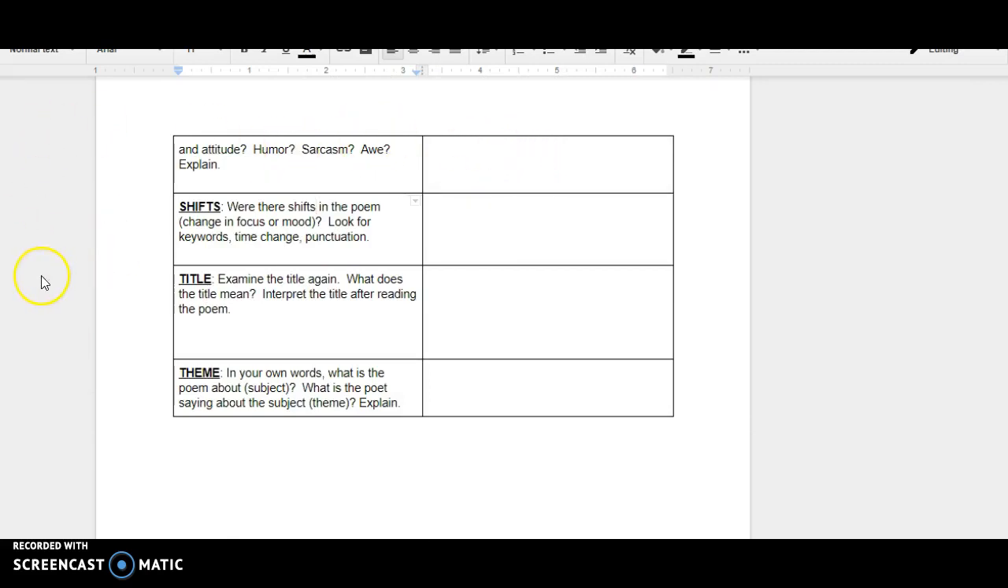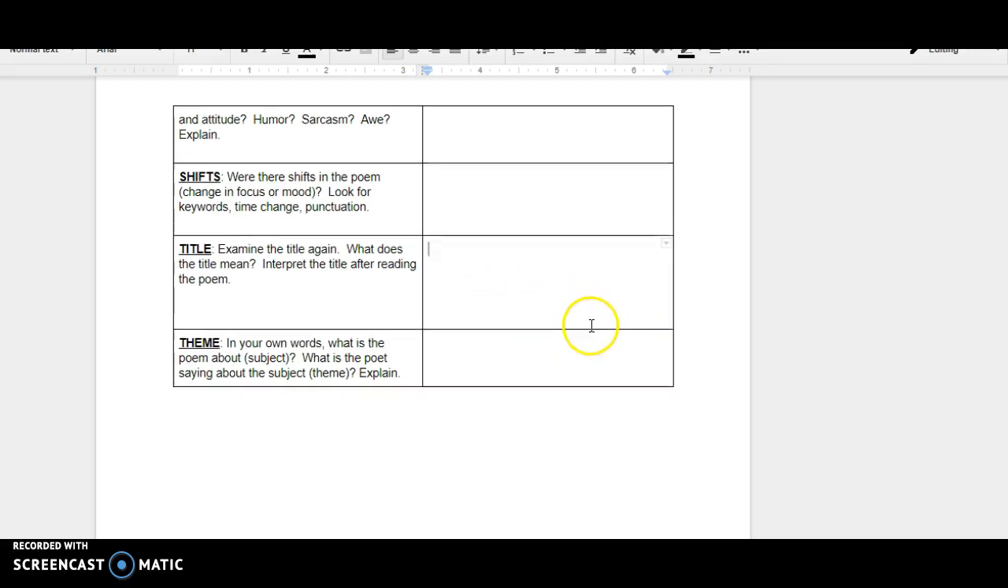Next part is shifts, where there's shifts in the poem or a change in focus or mood. And I mean, the poem is basically about his mood change after this event. So you would put that here. Title. Examine the title again. What does the title mean? Interpret the title after reading the poem. So, dust of snow. Seems like dust of snow was the thing that made his day better. That's what you would put here.